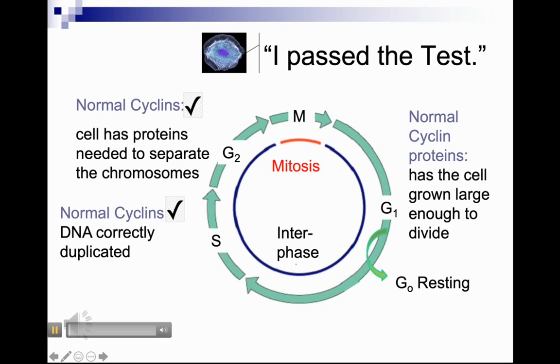This cell says, I passed the test. It passed the 3 checkpoints. The cell has grown large enough to divide. If not, it will be kicked out of the cell cycle. The DNA has correctly duplicated, or if it hasn't, duplication errors will be repaired. The cell has proteins needed to separate the chromosomes. If all these things are healthy, in the normal cell, the cell will engage in mitosis.